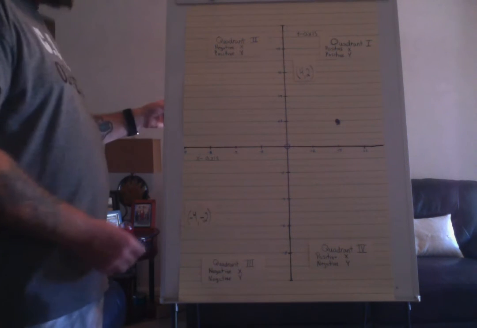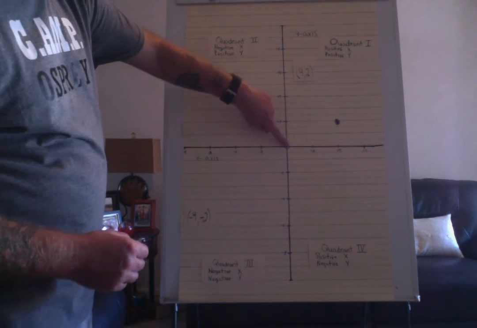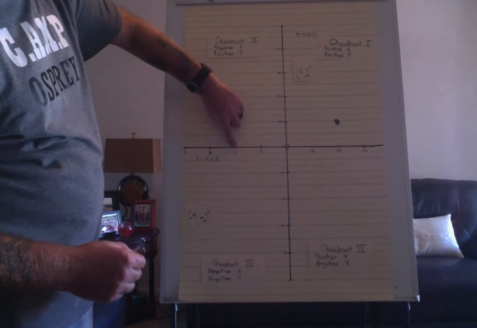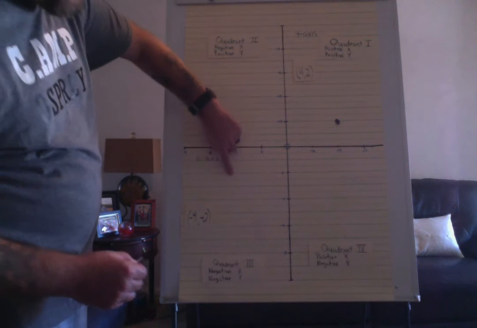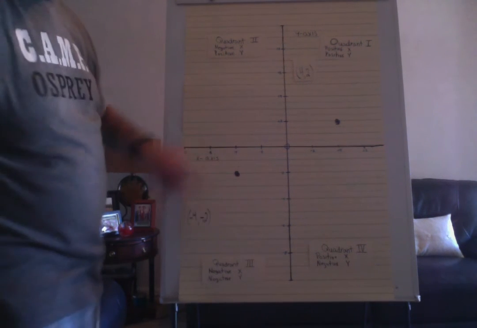Negative x, negative y. So this is going in quadrant 3. And because it's -4, -2, we do our x first, -4, and then -2. So our dot goes on -4, -2.